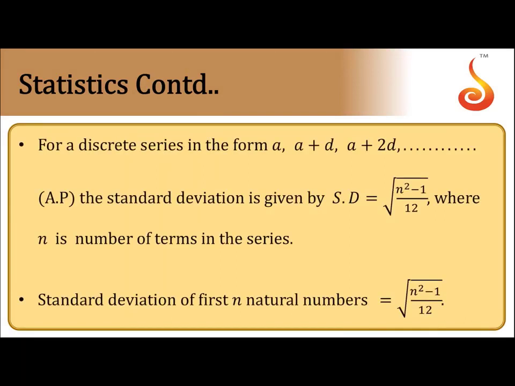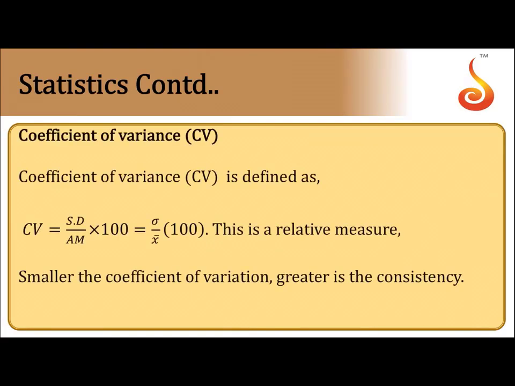Coming to the next one, these are the formulae related to statistics. For a discrete series in the form a, a plus d, a plus 2d and so on, which are in arithmetic progression, the standard deviation is given by d times the root of (n square minus 1) divided by 12, where n indicates the number of terms. The standard deviation for the first n natural numbers is given by the root of (n square minus 1) divided by 12.